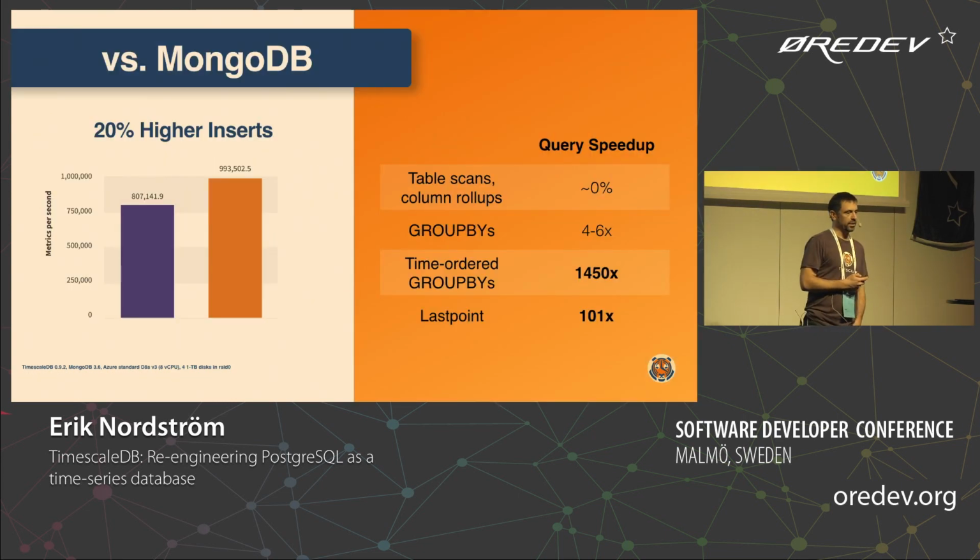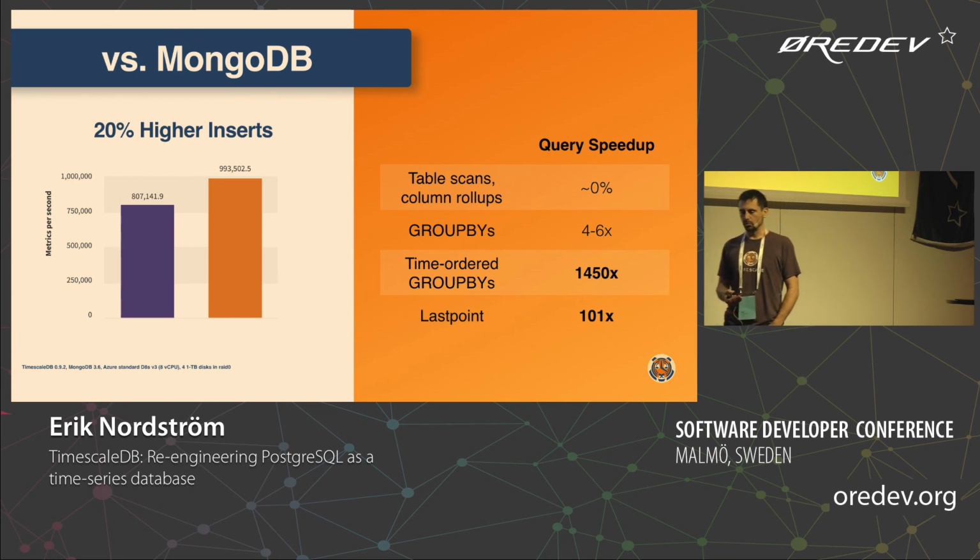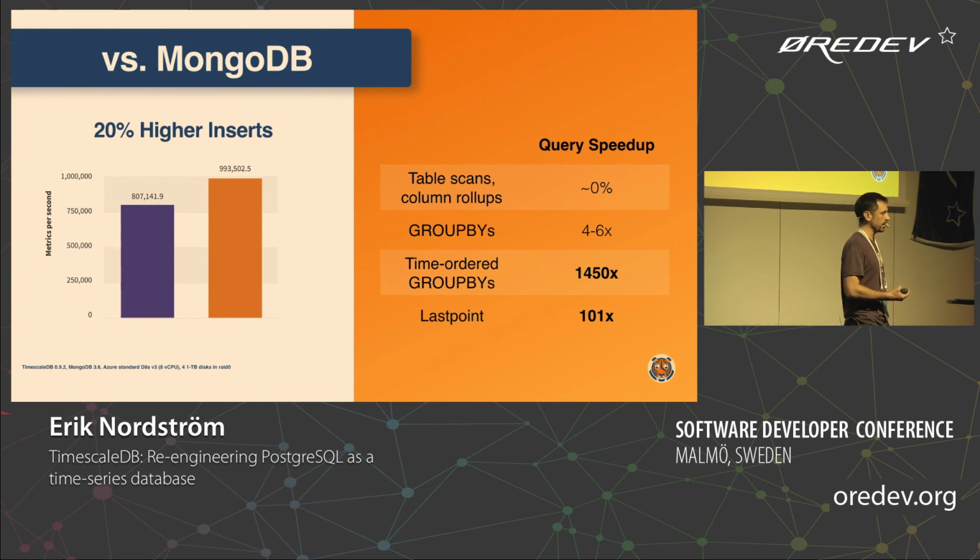And if we compare to other databases, for example MongoDB, we see that we have 20% higher inserts. On simple queries, maybe just querying for one metric or one column, doing simple roll-ups such as summation or average, we're pretty much equivalent. But if you're looking at more advanced queries, maybe you want to group by time or do some kind of time bucketing, calculate the average temperature every 10 minutes or so, then we're much, much faster, up to almost 1,500x. And if you want to just get the last point of data, we're up to 100x faster.